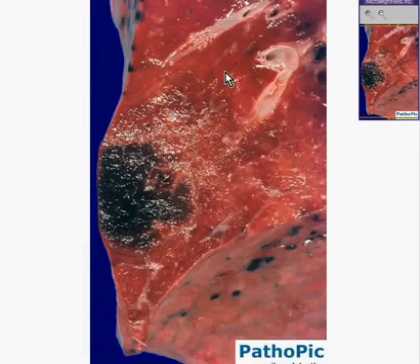Here is a lung, and here is the cut surface of the lung. You can see the pleural surface along here. You can also see a pleural surface along here. Here's the pleural surface, and here's the cut surface.